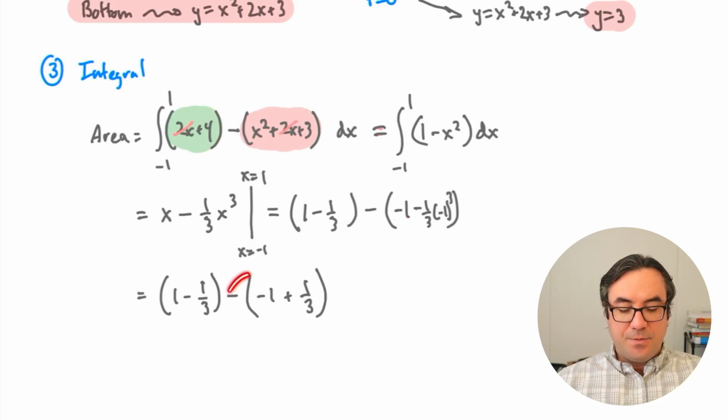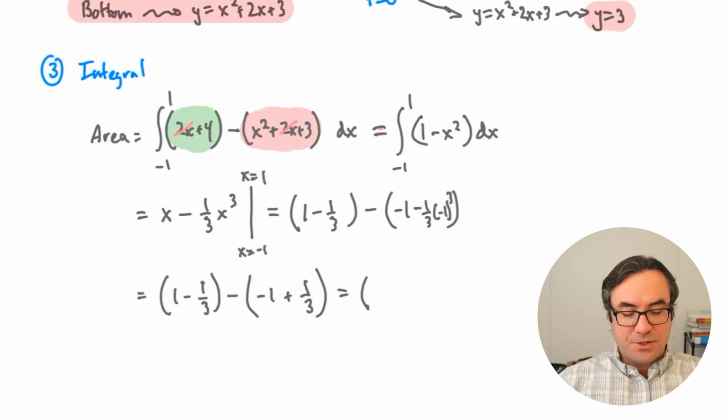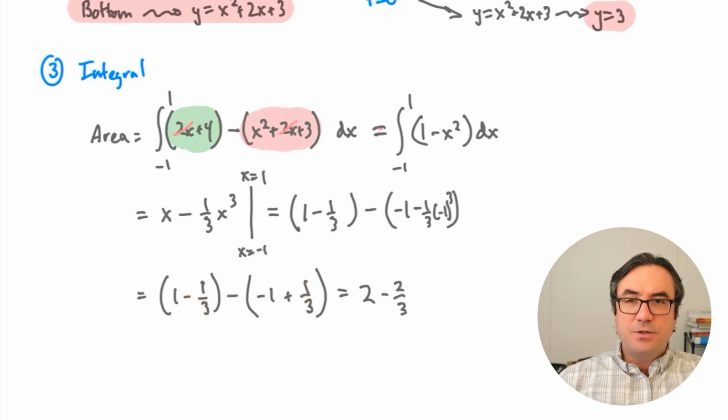And then distributing the negative and combining like terms, we're going to end up with 1 minus a -1, so 2. And then -1/3 minus a +1/3 is going to be -2/3. And then we could go a little further, get a common denominator, and we end up with 4/3 here as our answer.